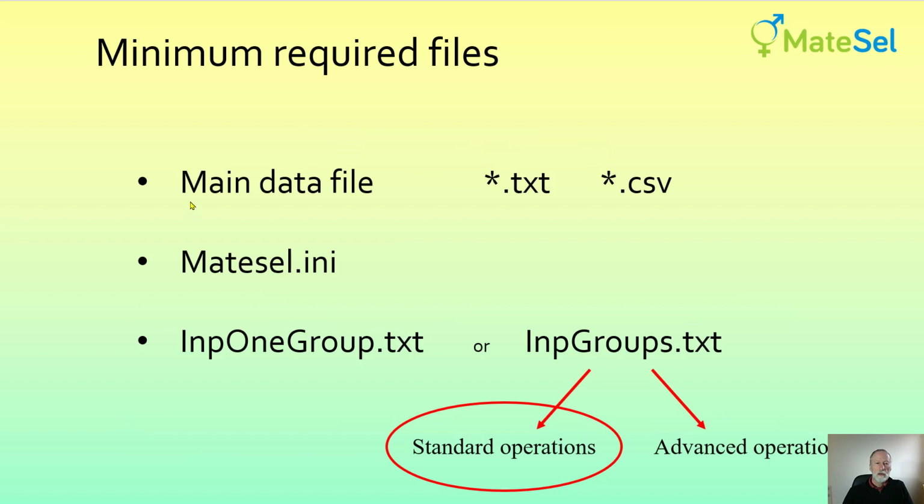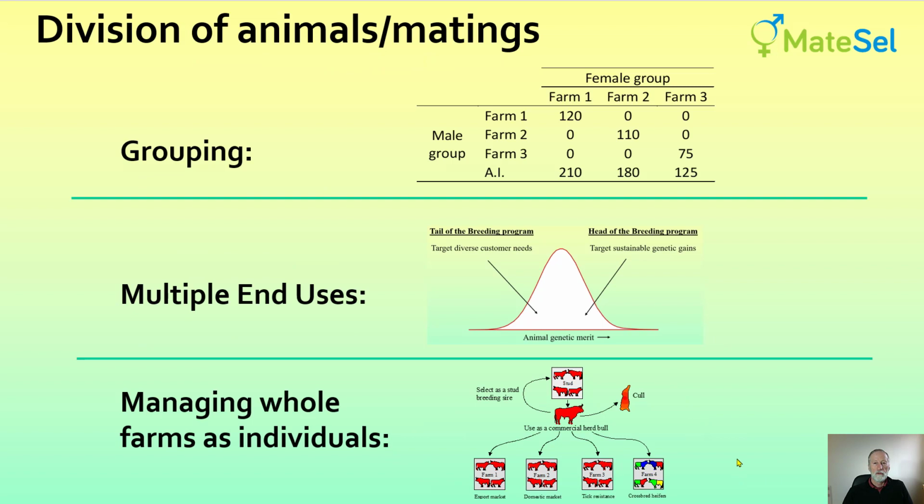We've already talked about preparing your main data file in MateCell.ini and a file required when you're not grouping called InpOneGroup.txt, and it's worth having looked at this one before the current video because I go into some detail on components which I'll just touch on lightly in this video. So we're going to talk about standard operations today and advanced operations in a later video.